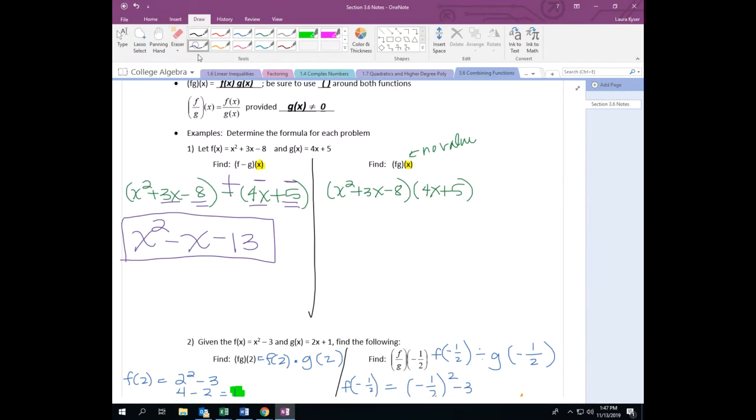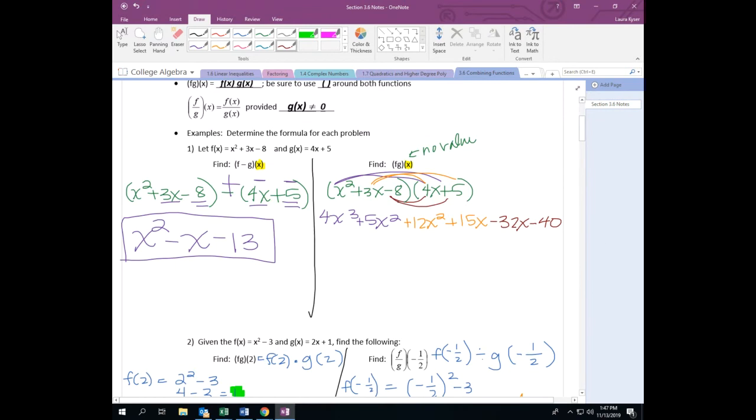And we're going to have to do some distribution. I'm going to start with the x squared and take it through this second polynomial. X squared times 4x is 4x cubed. X squared times 5 is 5x squared. Pick up the second term and go again. 3x times 4x is 12x squared. 3x times 5 is 15x. Last term, negative 8 times 4x is negative 32x. Negative 8 times 5 is negative 40.